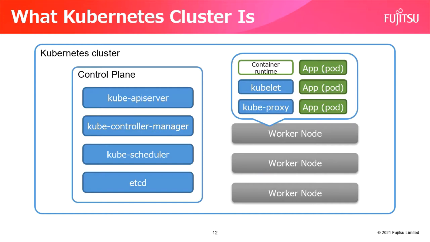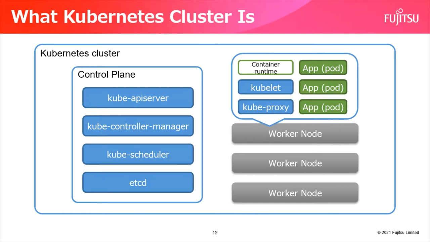The control plane consists of mainly four components: kube-apiserver, kube-controller-manager, kube-scheduler, and etcd. The API server exposes the Kubernetes API. The controller manager runs controller processes. And the scheduler watches pods and finds a node for those unscheduled pods to run on. And etcd is a key-value store, storing all the cluster data.